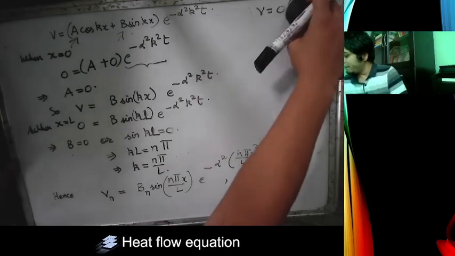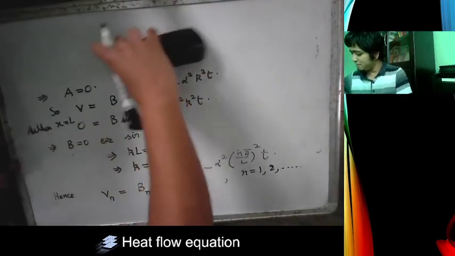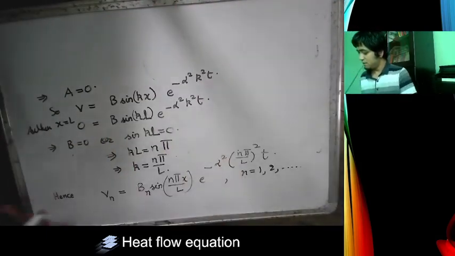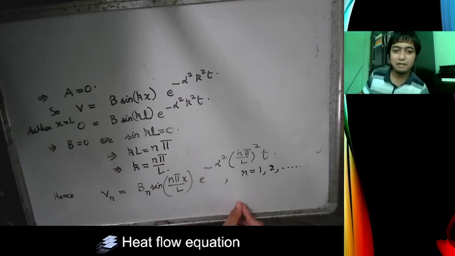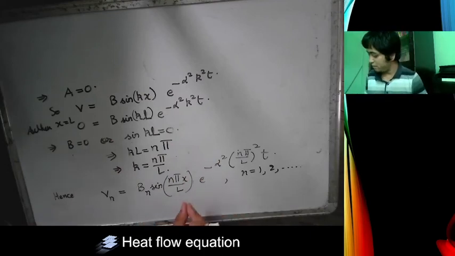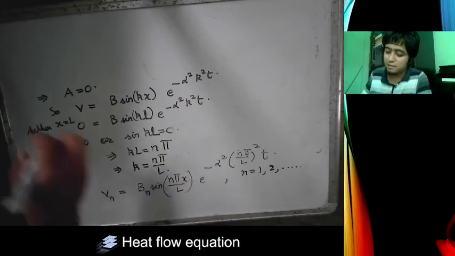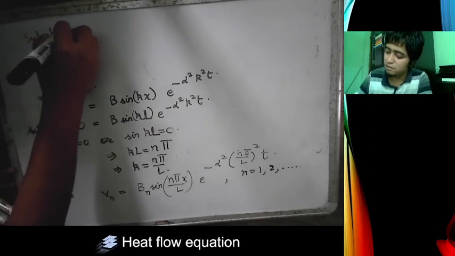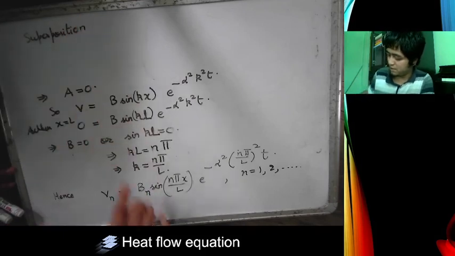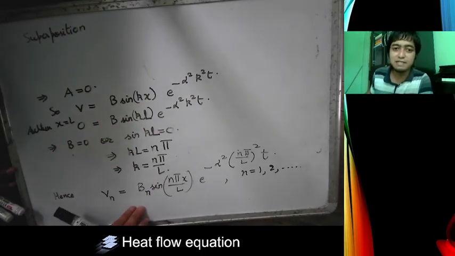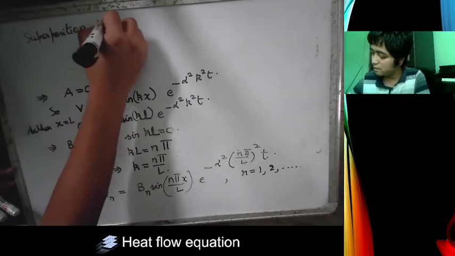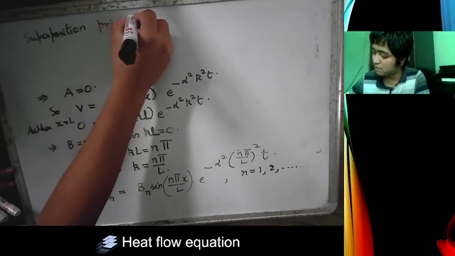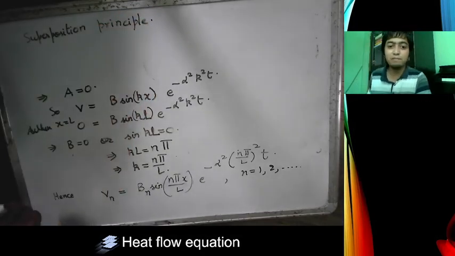Now, what will we do? After finding these many solutions, we can now use the superposition principle. Because we still haven't found out what Bn is. So now let us use the superposition principle.